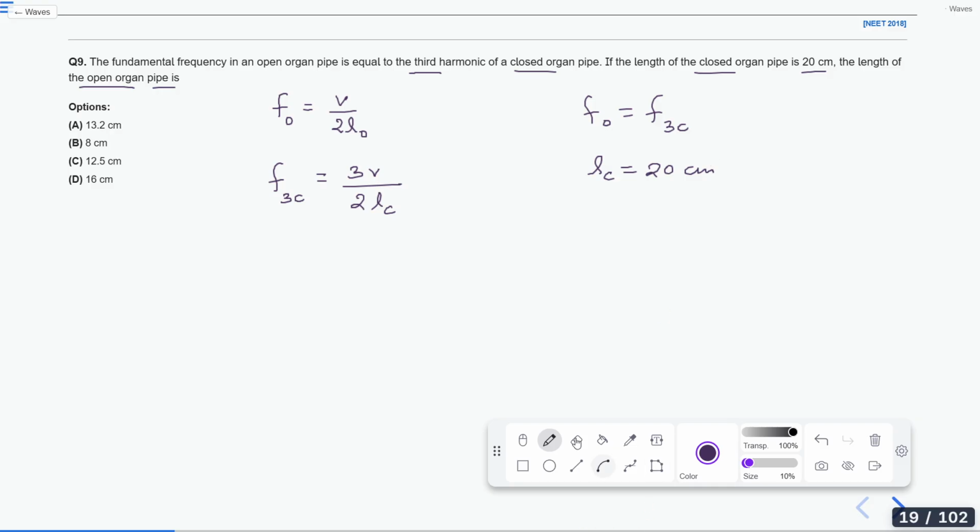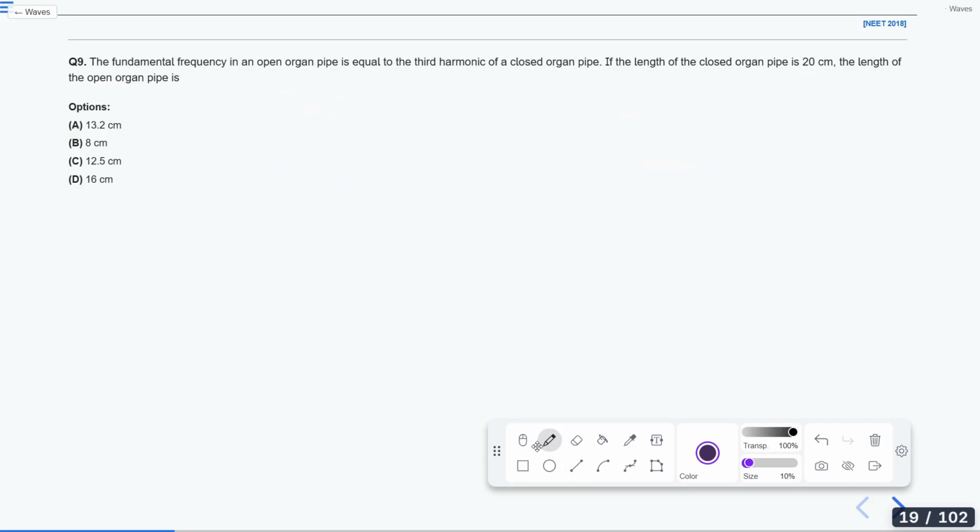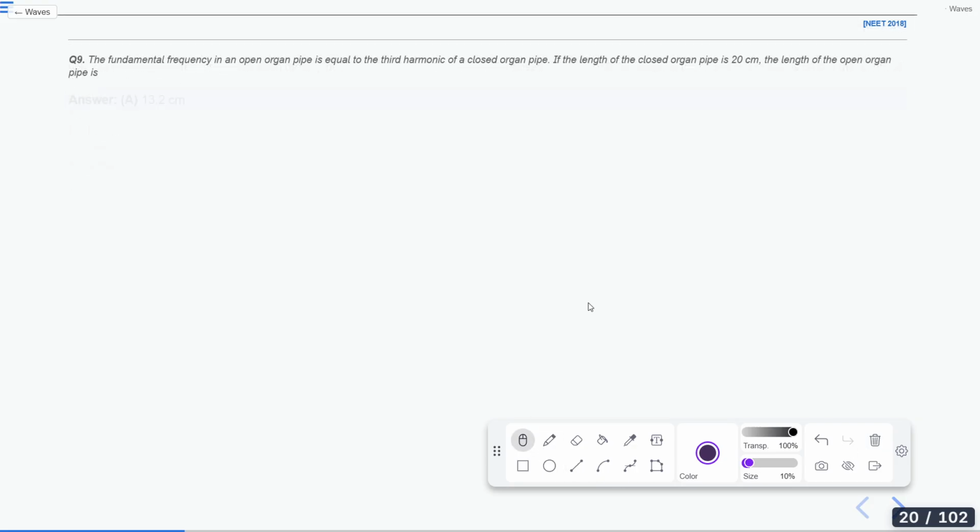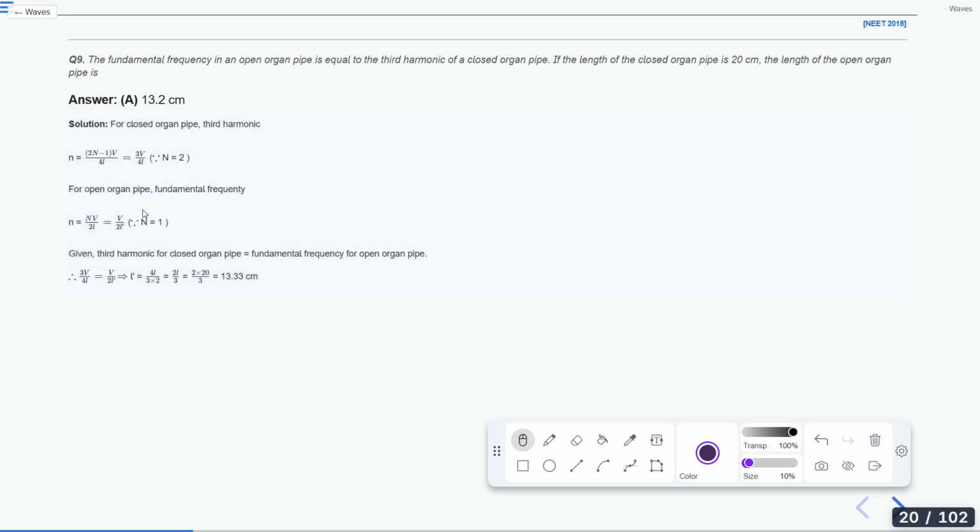Okay, option A. So let's see. Option A, 13.2 centimeter, is the correct option. For the closed organ pipe, what is the third harmonic? That is 3V by 4L. And for the open organ pipe, what is the fundamental frequency? That is V by 2L. And you have to calculate the length of the open organ pipe. That length will be approximately equal to 13.2 centimeter. You can calculate by this.